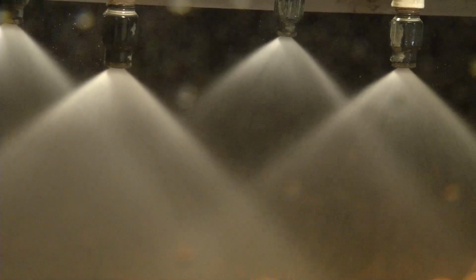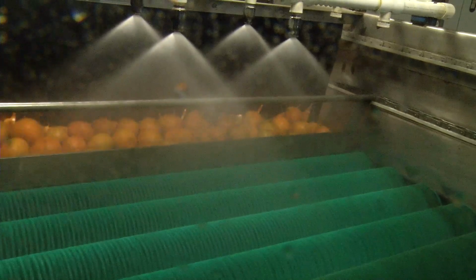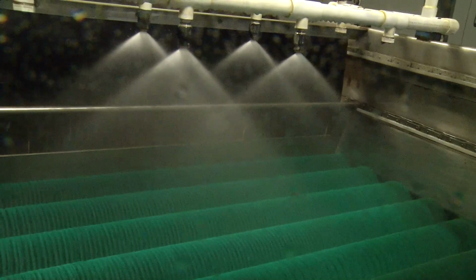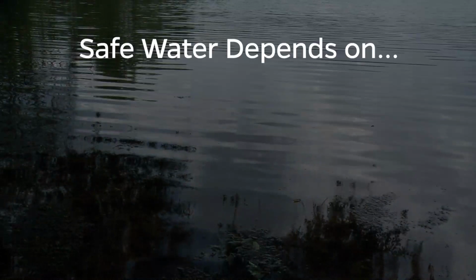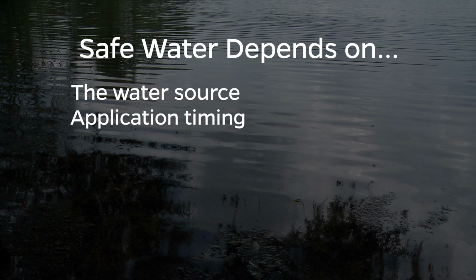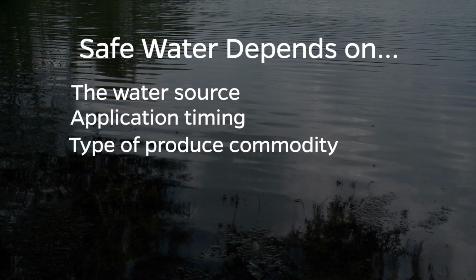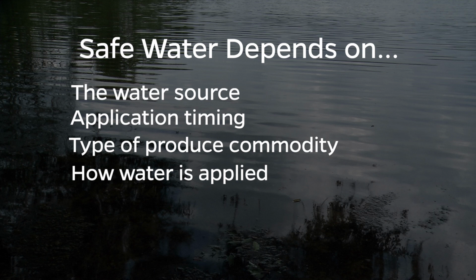It's important to ensure the water that is used is safe, as any water that touches produce has the potential to transfer microorganisms if the water is contaminated. So, how do you determine your water is safe for its intended use? There are a number of factors to take into account when determining if water is safe, including the water source, application timing, type of produce commodity, how the water is applied, adjacent land use, and other factors.